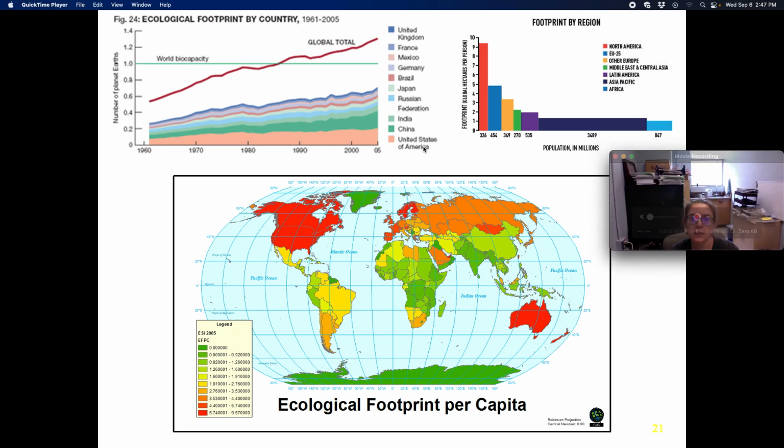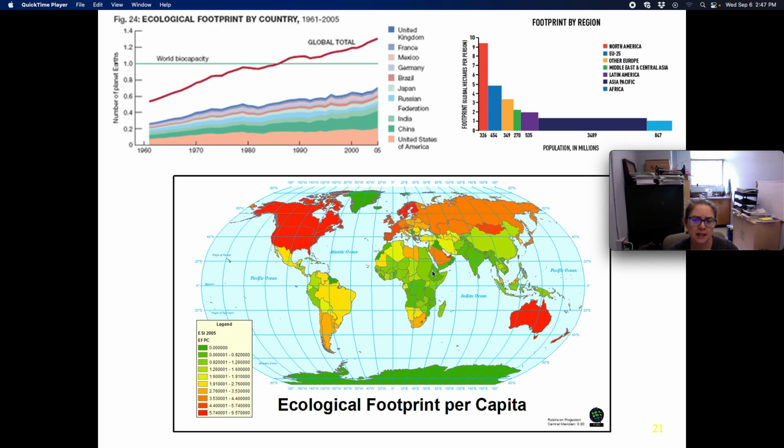Move this down so you can see this. So you can see, but almost everybody's footprint has been rising over time. We can also look at it by region, and we see that North America tends to be very high. Europe is fairly high, and we see that the Asia Pacific region and Africa tend to be the lowest.